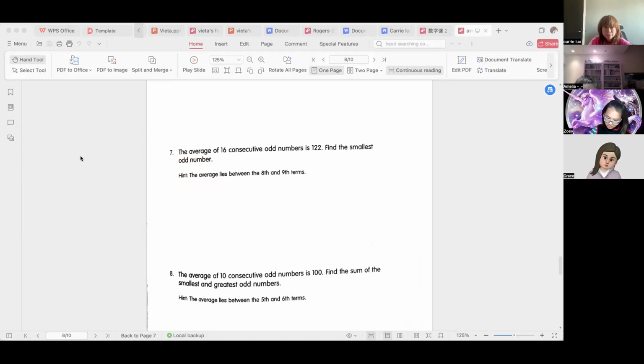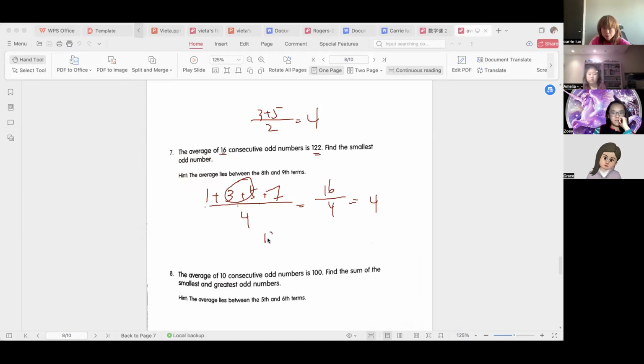Okay, so the average of 16 consecutive odd numbers. Let's study odd numbers. 1, 3, 5, 7 are odd numbers, right? If you add them together and divide by 4, you find the average. It's exactly the average of the two middle numbers, so 3 plus 5 divided by 2 equals 4, right? So how many numbers are there? 122 divided by 16, what do we have? 7?